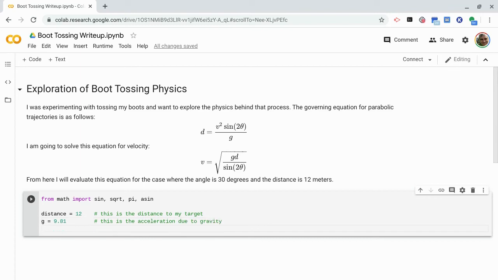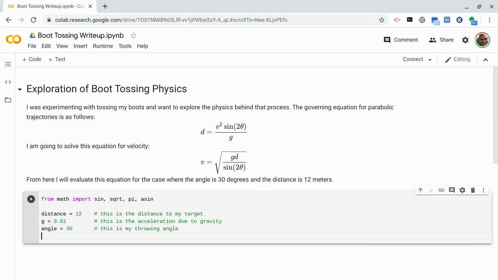And let's see, I have an angle, 30. This is my throwing angle. And in Python and in a lot of scientific programming, the trig functions, sine or inverse sine, work in radians. So before we use this angle, we need to convert it to radians. So I'm going to do that conversion here.